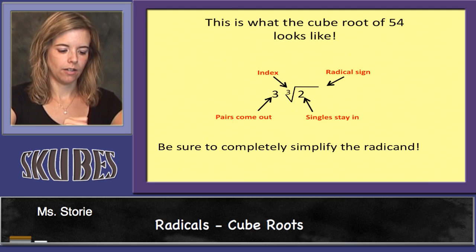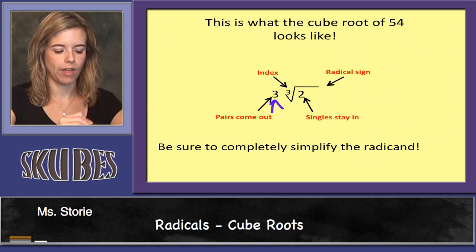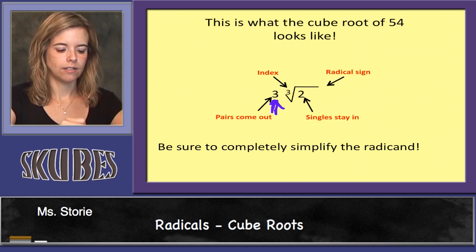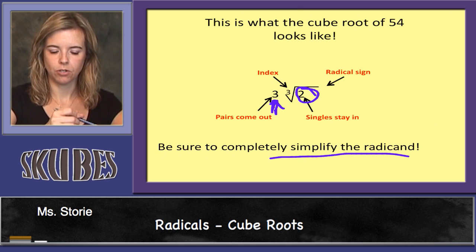This is what it would look like then. That one group of 3's, you only take in and write it one time. It indicates you have one group of that. You have one group of 3's, and that single 2 goes back under the radical sign. Be sure to simplify the radicand if you can. 2 can't be broken down any further, so we're done.